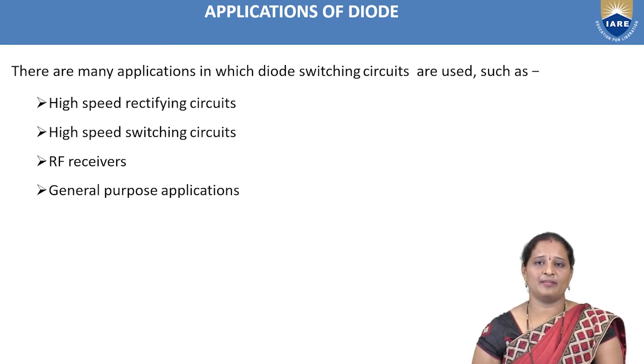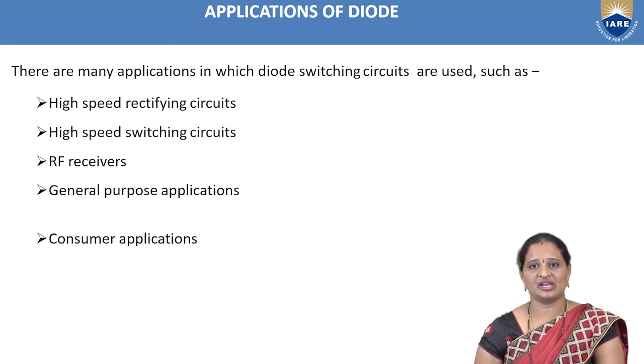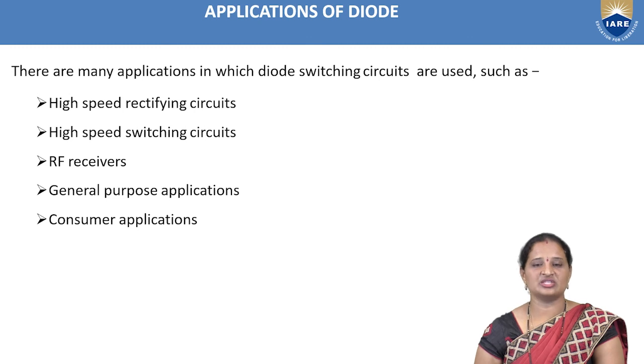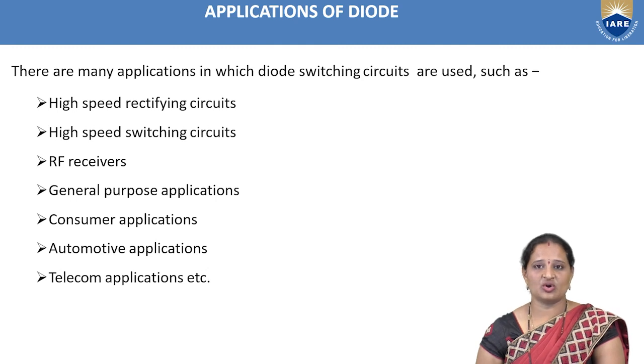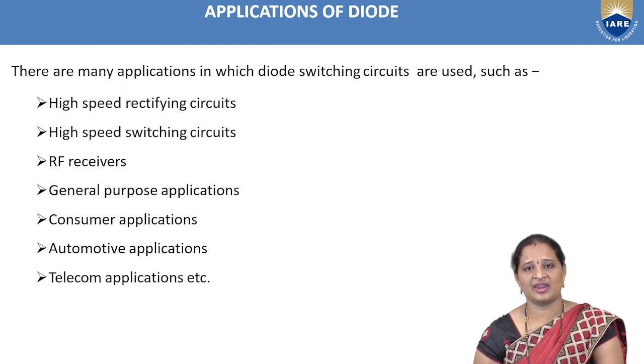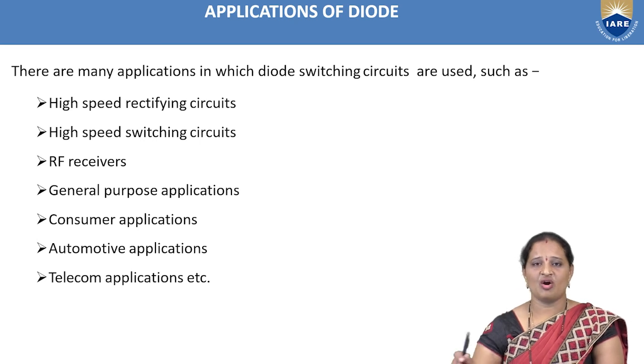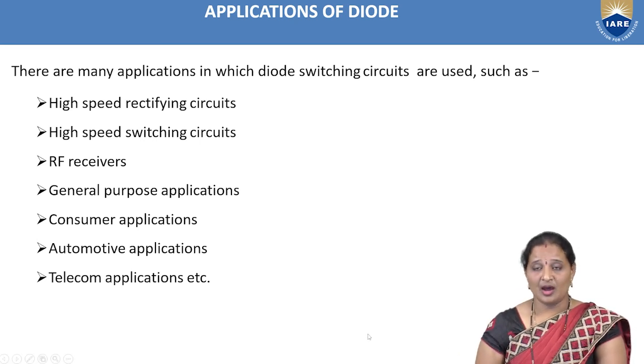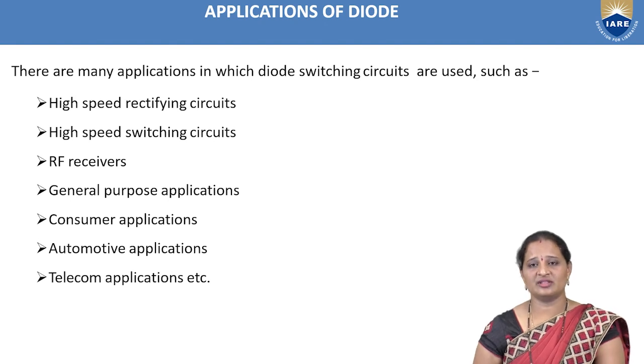We can find more applications for the diode in general purpose applications, and even consumer applications. We can use a diode based on its switching characteristics, and also in automotive applications and telecom applications. So these are the basic applications of diodes in which we can use the switching characteristics as a major operation of a diode. I hope you are clear with these diode switching times.